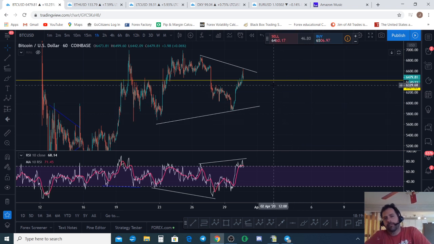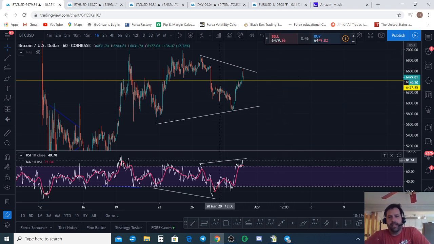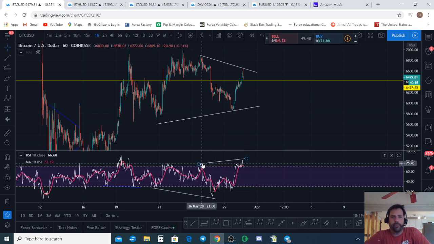All right, the first thing that jumps out at me right now is that we've got hidden bearish divergence right here on the 1 hour chart. We have the RSI making a higher high while it's not strong enough to push price to a higher high. So hidden bearish divergence right there.